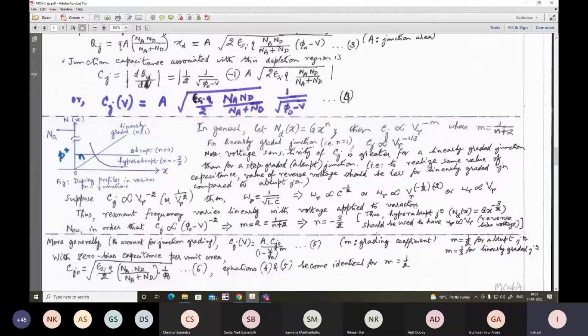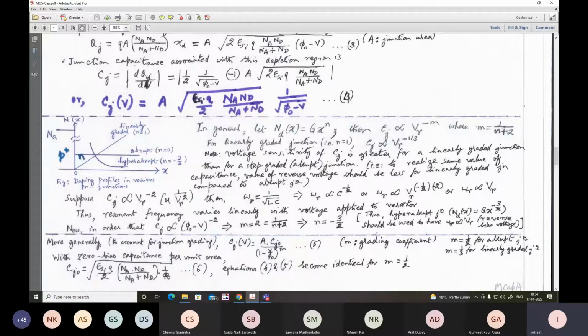Okay, normally that is the way we design it. If this has to be the case, the resonant frequency, which is given by 1 by root over LC, or omega r, is proportional to C to the power minus 1/2, or 1 by root over C. Then we know the relation between Cj and Vr. If Cj is proportional to Vr to the power minus 2, then only can we make omega r proportional to Vr.